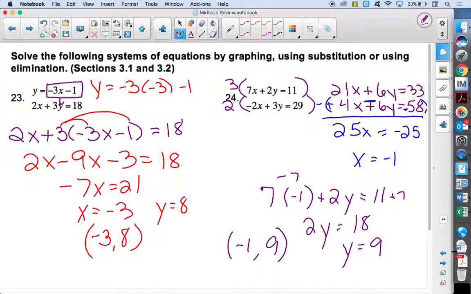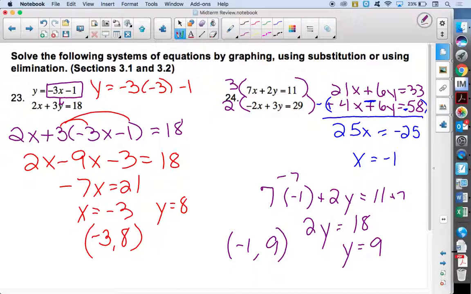-1 and 9. So substitution you use when you have a variable by itself or a variable that doesn't have a coefficient in front. Elimination you would want to use when all of the x variables, y variables have coefficients in front of them.